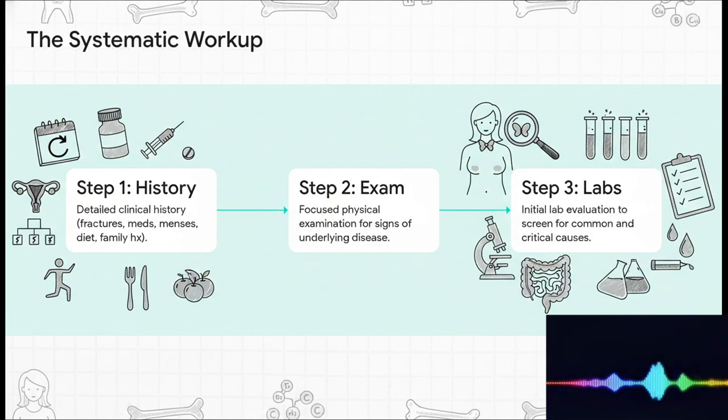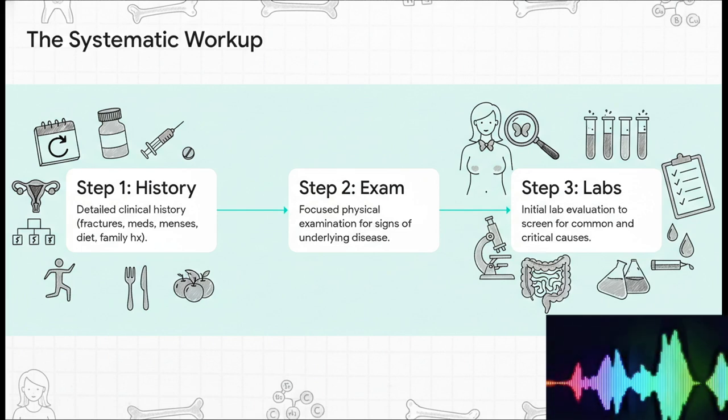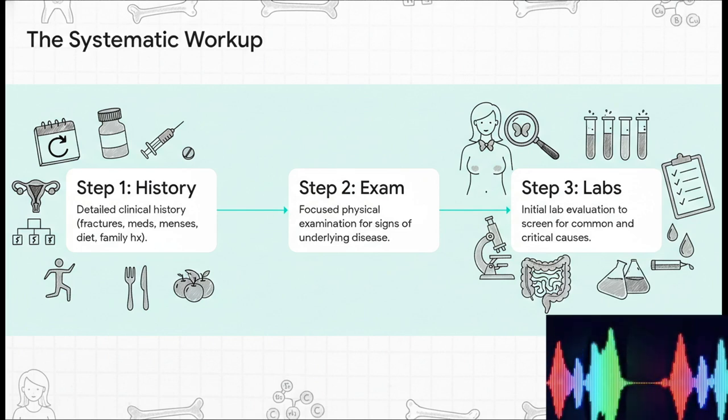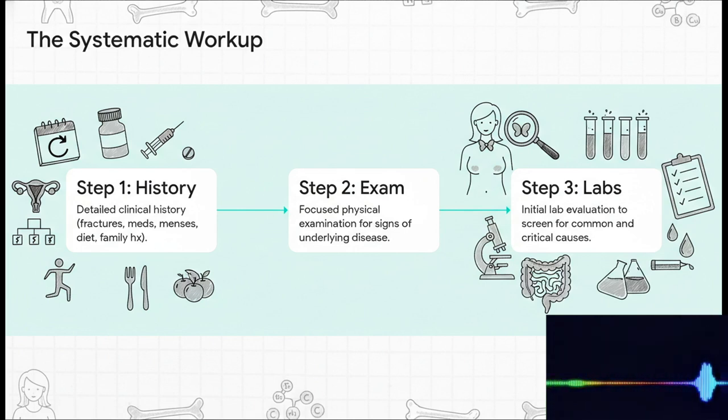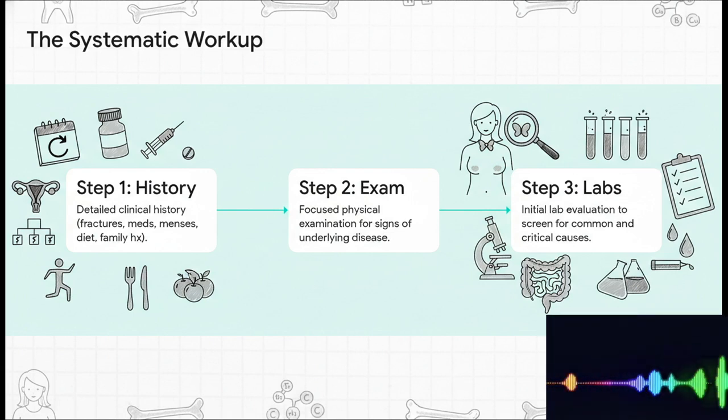I'm talking meticulous details. Menstrual cycle regularity, age of menarche, every medication she's ever taken, diet, exercise, and of course, family history of fractures. Then the physical exam is targeted, looking for those subtle clues, a hint of Cushing's, thyroid disease, or signs of malabsorption. Only after we've done all that do we move on to the lab work.